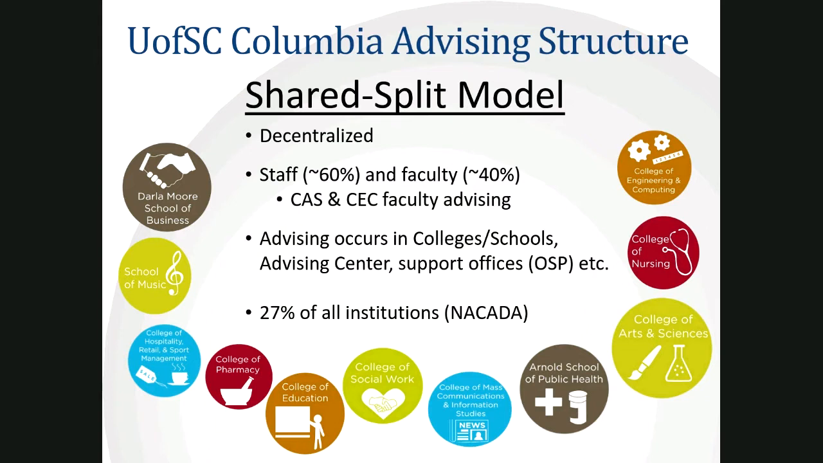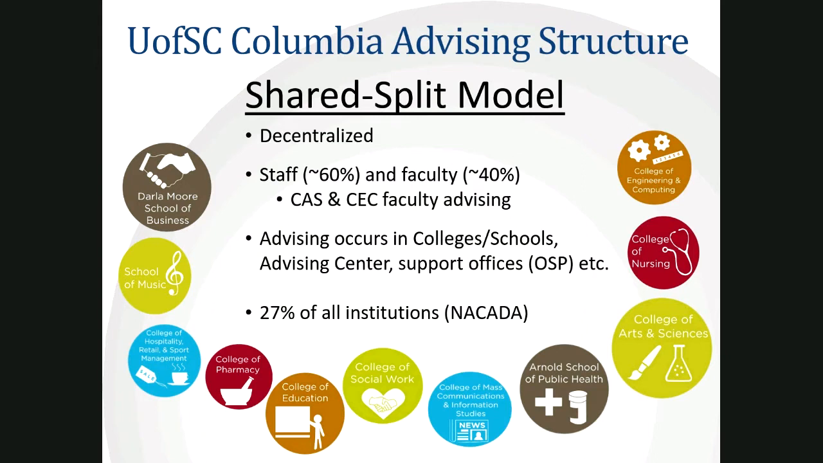These are people whose full-time job is academic advising, or a portion of their job is academic advising. And then about 40% of our students are advised by faculty, and that is mostly concentrated in the College of Arts and Sciences and the College of Engineering and Computing. So this idea of a shared split model is that it's occurring in the colleges, it's occurring in the advising center, it's occurring in support offices.